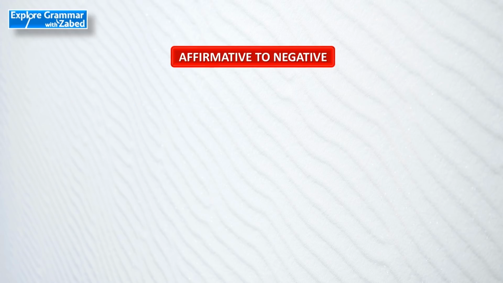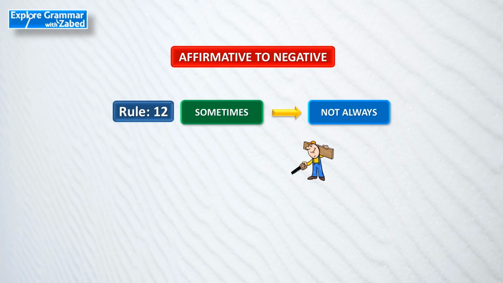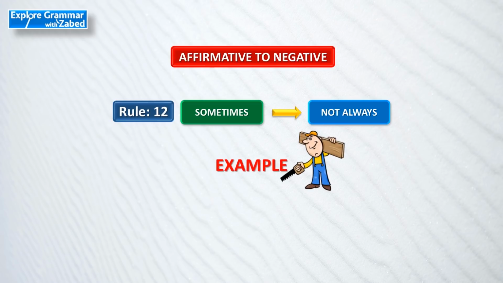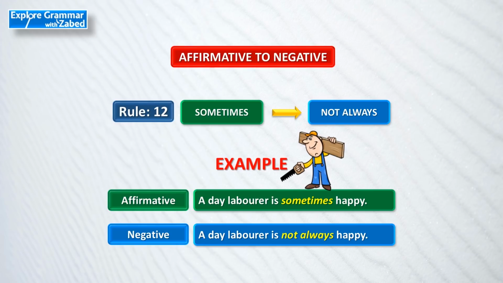Moving on with the next rule. Sometimes in an affirmative sentence is replaced by not always. For example, a day laborer is sometimes happy. Converting it to a negative sentence, it becomes a day laborer is not always happy.